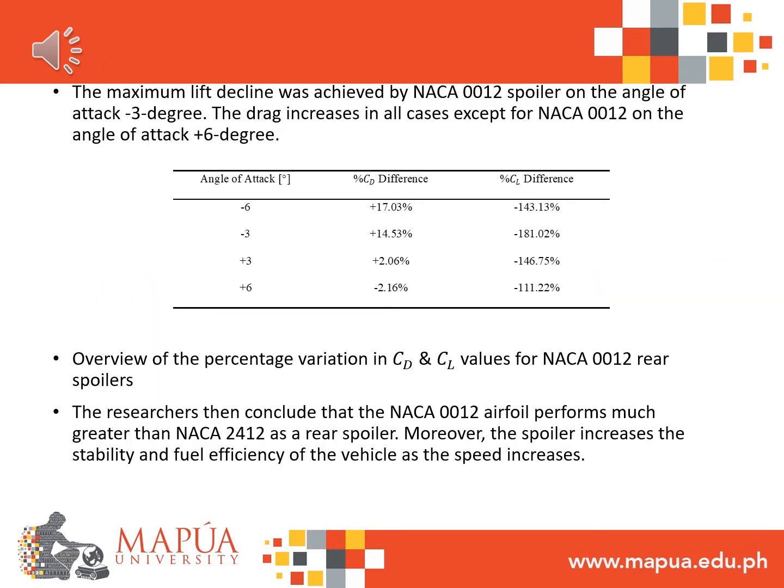The maximum lift decline was achieved by the NACA 0012 spoiler at the angle of attack of -3 degrees. The drag increases in all cases except for NACA 0012 at the angle of attack of +6 degrees. Below shows the overview of the percentage variation in the drag coefficient and lift coefficient values for NACA 0012 rear spoilers. The researchers then conclude that the NACA 0012 airfoil performs much better than the NACA 2412 as a rear spoiler. Moreover, the spoiler increases the stability and fuel efficiency of the vehicle as the speed increases.